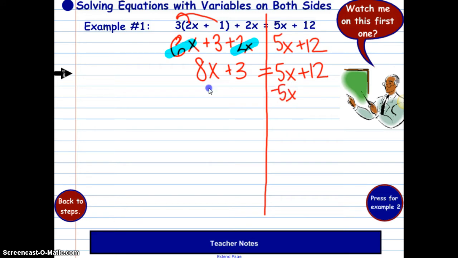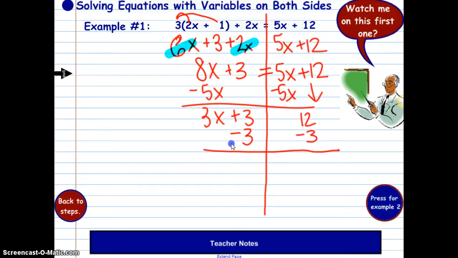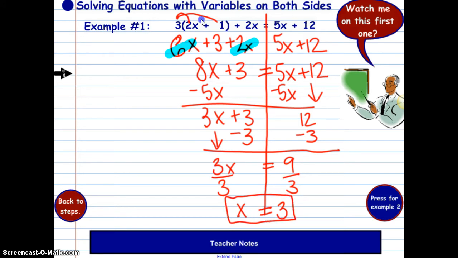I'm going to move the 5x's over here, minus 5x. So I got 3x plus 3, drop down my 12. This is so fun. Minus 3, minus 3. So I drop down 3x equals 9. Am I done? Oh no. There we go. We call these multi-steps. There's lots of steps going on. And x is 3.